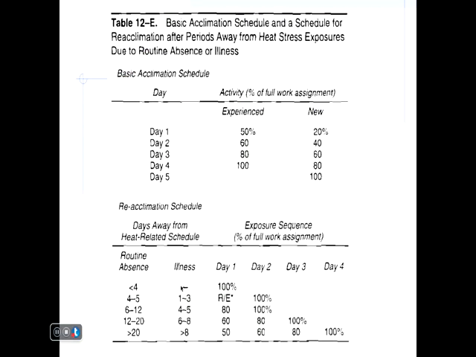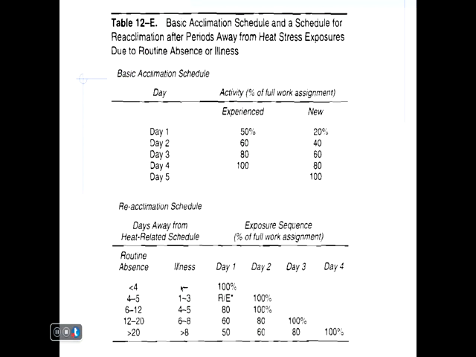And what this is: when can you get into a hot environment and work all day long? If you're a new worker, you can look on the far right for new. The first day you should work 20% in a hot environment. Second day 40%. Third day 60%. And not until 5 days of working can you be 100% into that hot environment.